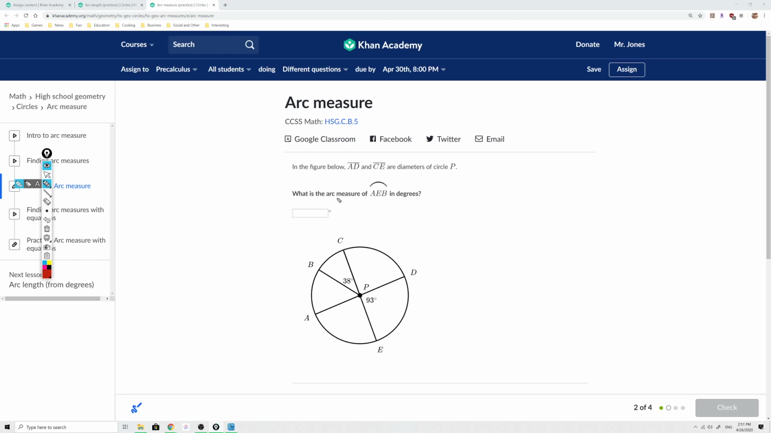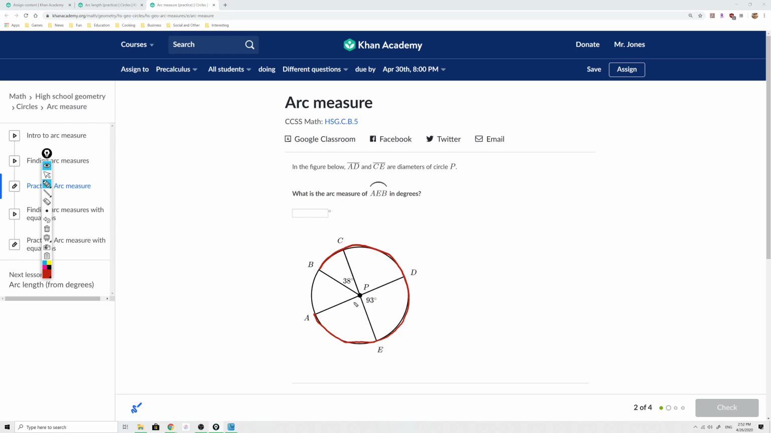So first, arc AEB means you go to this circle, you start at point A, and you work your way around the circle until you get to whatever point it stops at. So it said start at A, go through point E, and then go all the way around until you get to point B. So that's what the arc is, and this question says, what's the arc measure? So what the heck does that mean?